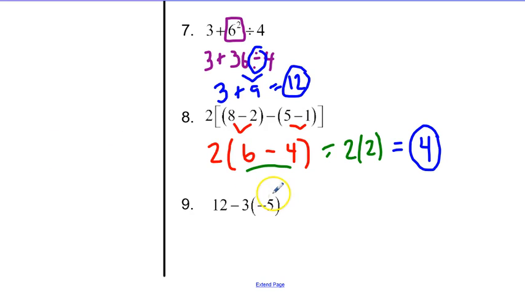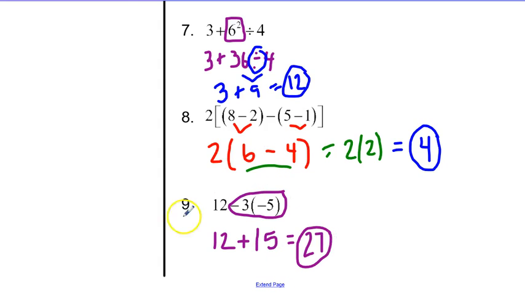12 minus 3 times negative 5. Okay, so this is negative 3 times negative 5. I'm going to bring down the 12. Negative 3 times negative 5, that's a double negative. So negative times a negative makes a positive. So I'm going to put down a positive sign. And then 3 times 5 is 15. So 12 plus 15 is what we have left, which makes 27.